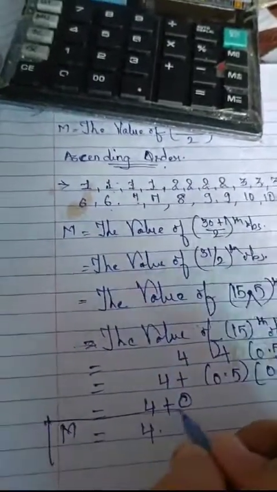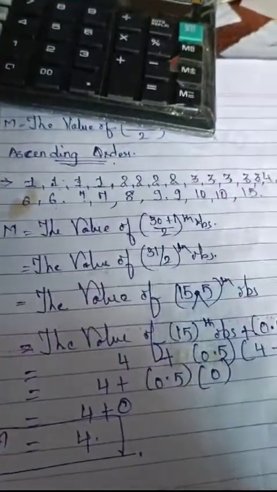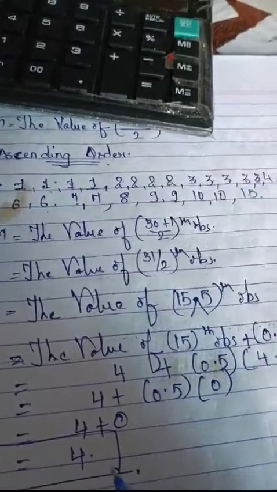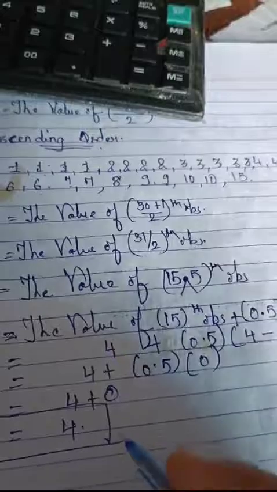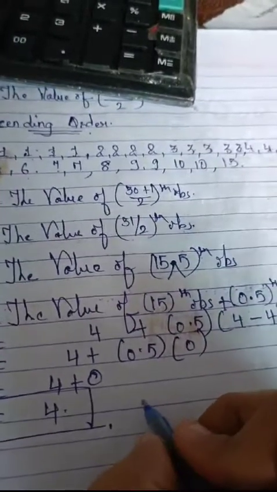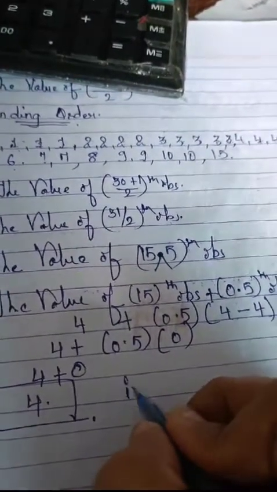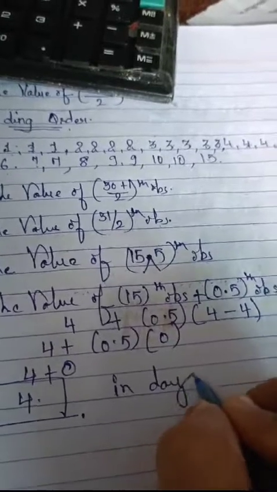So the value of median is 4. So what is the answer? The recorded patients, how many days do they stay in the hospital? We have found that the patients are staying here 4 days.